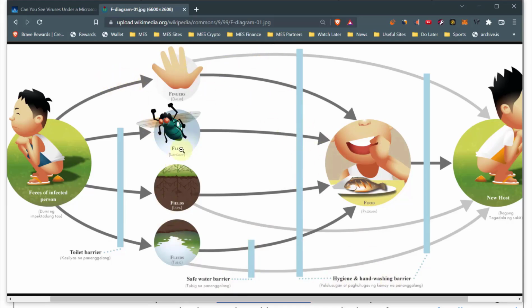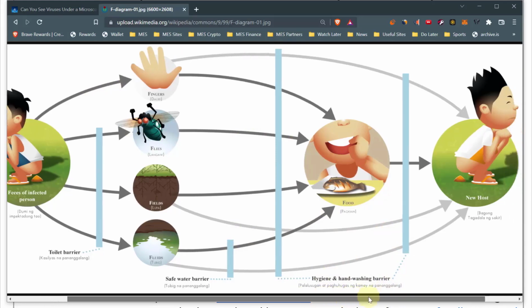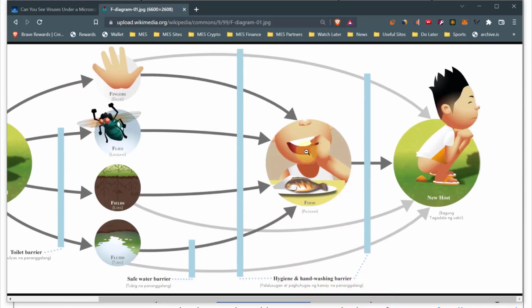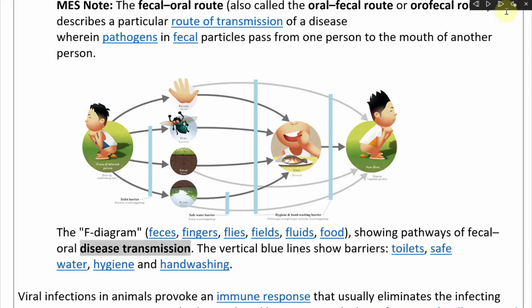So all this stuff goes to the food, etc. And you're going to have a safe water one here. And it's the hygiene and hand washing barrier on both sides here. Now you eat the food, and now you have feces and a new host as well. All right, that's a bit childish.